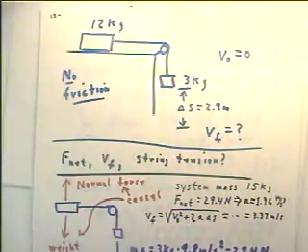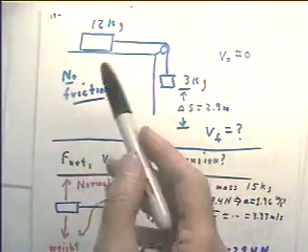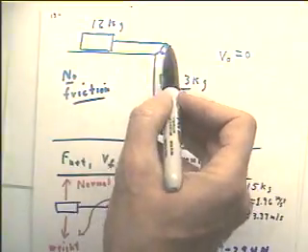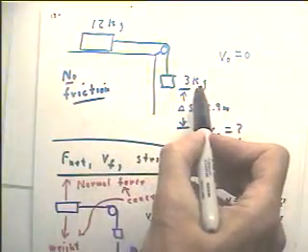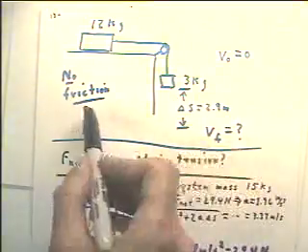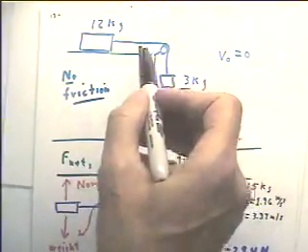We're now going to do a fairly extensive analysis of the following system. We have a 12 kilogram mass attached with a string over a pulley to a 3 kilogram mass. Gravity acts on the 3 kilogram mass to pull it down. We assume there's no friction anywhere in the system, so that the pulley doesn't slow the thing down.